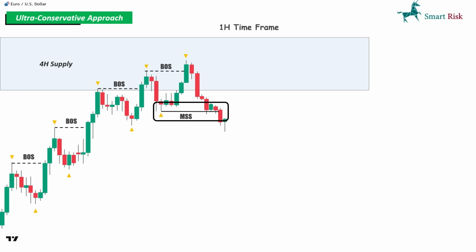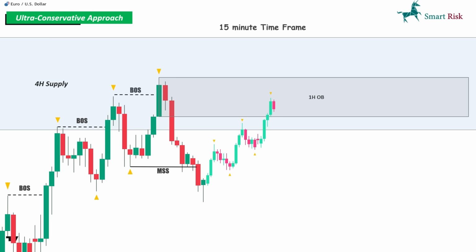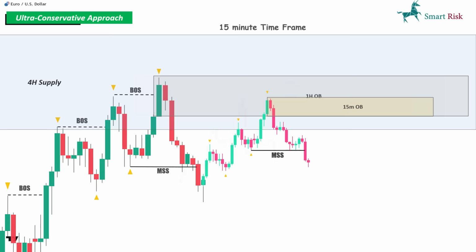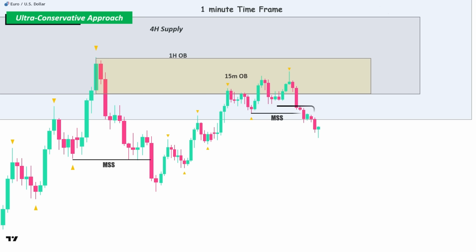First, identify the supply zone created by the bearish change of character wave. Then zoom into the 15-minute time frame and wait for the price to tap that 1-hour supply zone and form another change of character. Next, mark the order block created on the 15-minute chart. After that, drop to the 1-minute time frame and wait for the price to enter the 15-minute supply zone, reject, and create one more change of character.